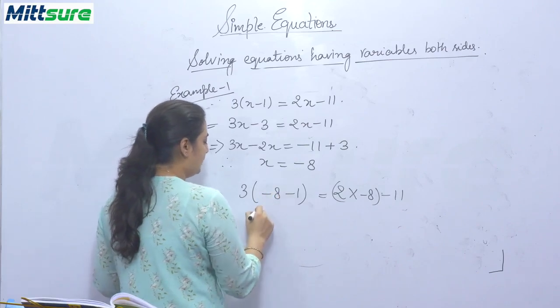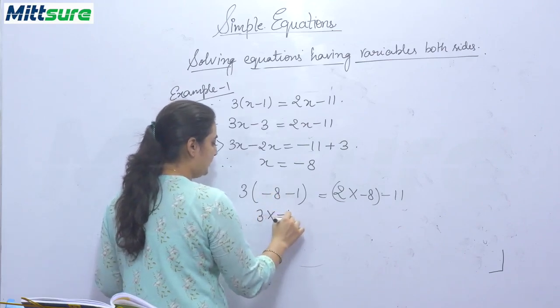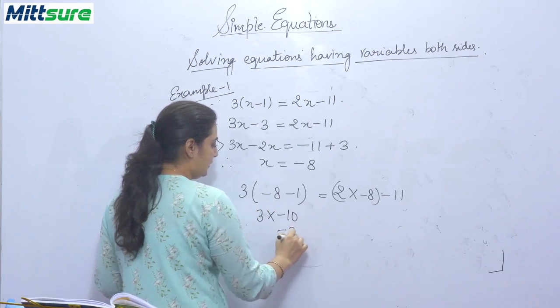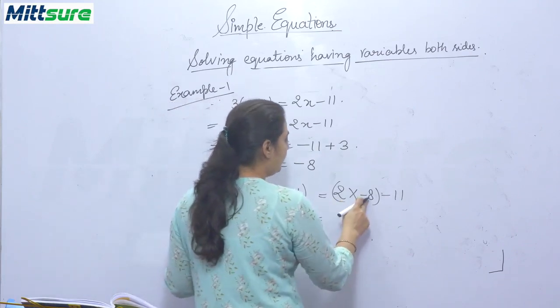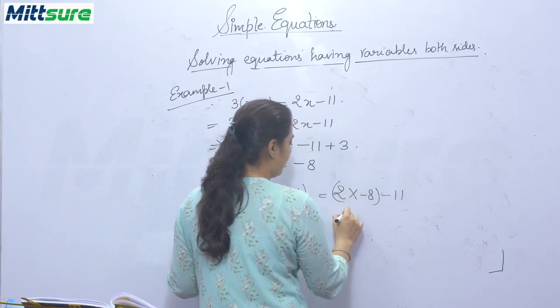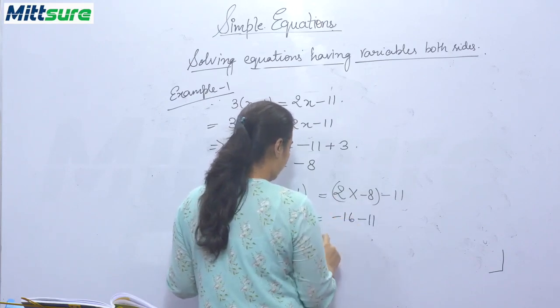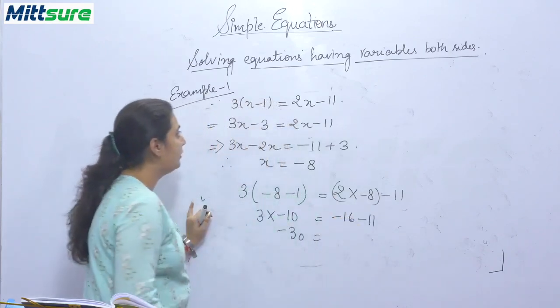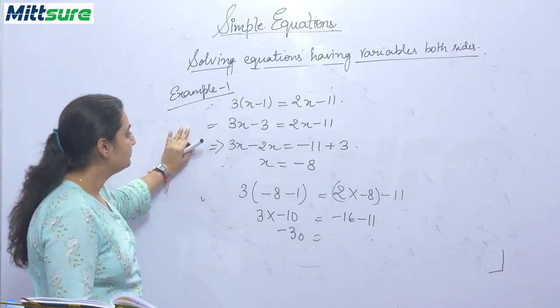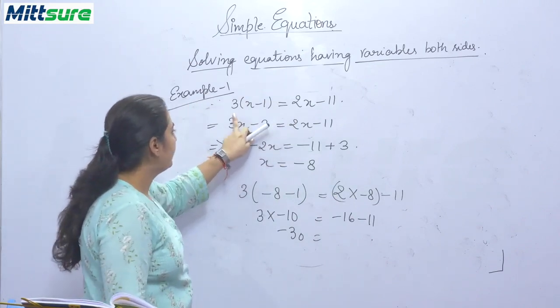Minus 8 and minus 1 is 3 into minus 10. That is minus 30. 2 into minus 8, that is minus 16, and minus 11. What do you get here? You get here as the value 3x.